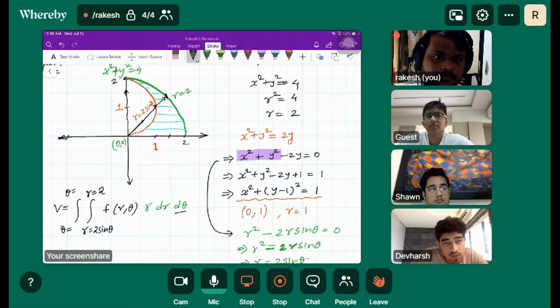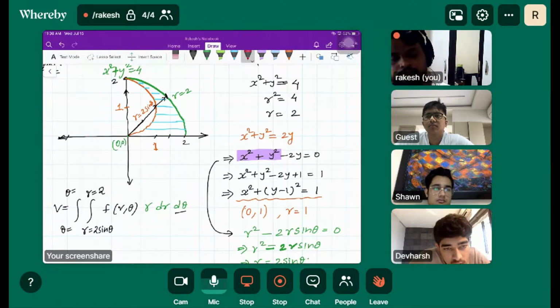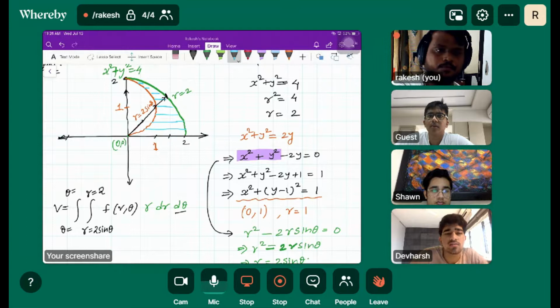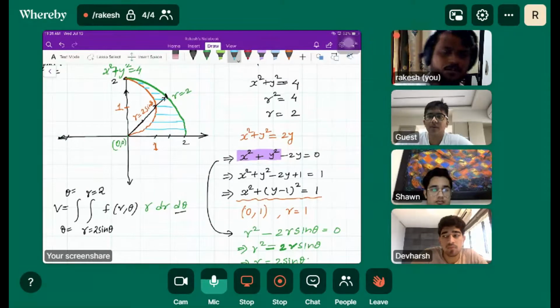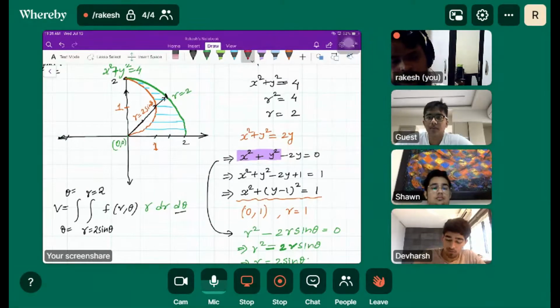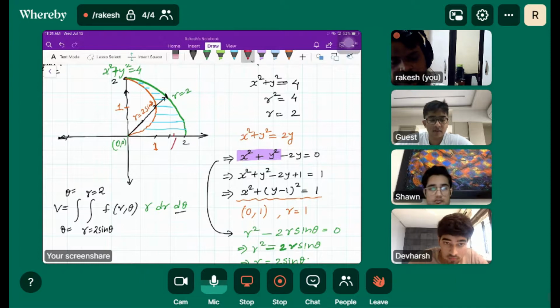Should we start from 0 to pi by 2, right? Yes, 0 to pi by 2 makes sense, because as we go along, we first start from 0 degree.